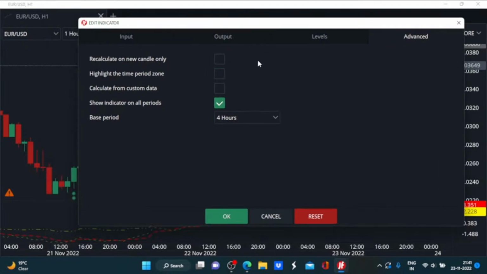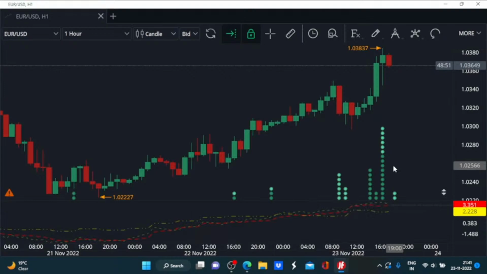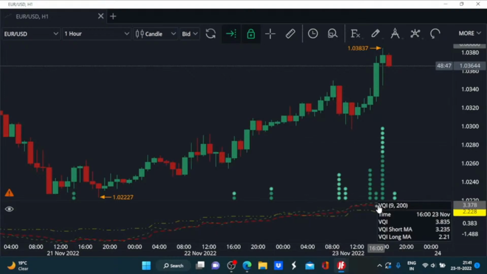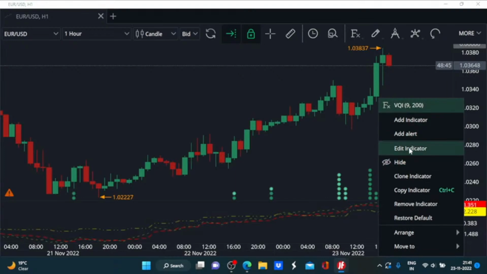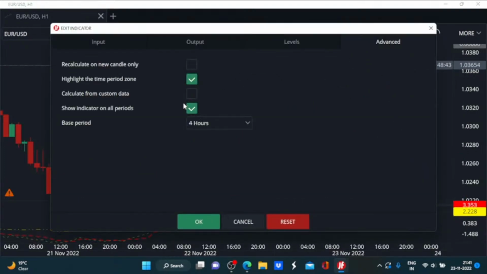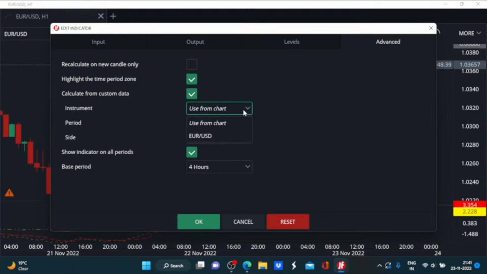Highlight the time period zone: whatever is your calculation time frame, it will be highlighted if you take this option. As you can notice, calculate from the custom data. The indicator can be further customized.